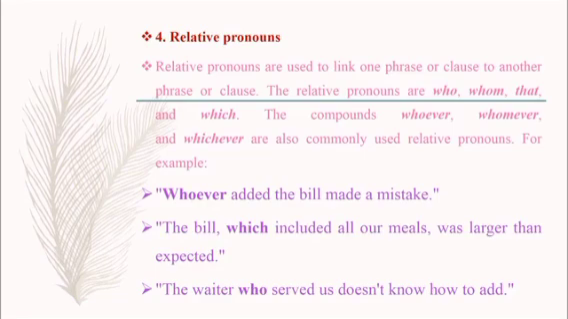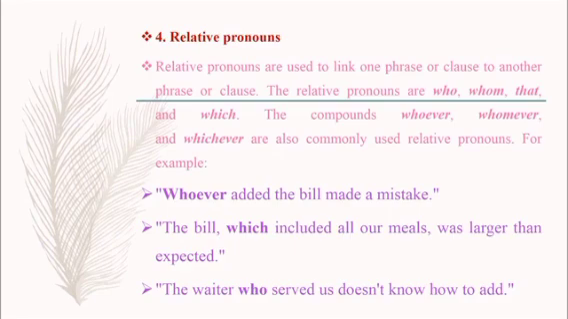For example, whoever added the bill made a mistake. The bill, which included all of our meals, was larger than expected. The waiter who served us doesn't know how to add. Here, whoever, which, and who are relative pronouns.